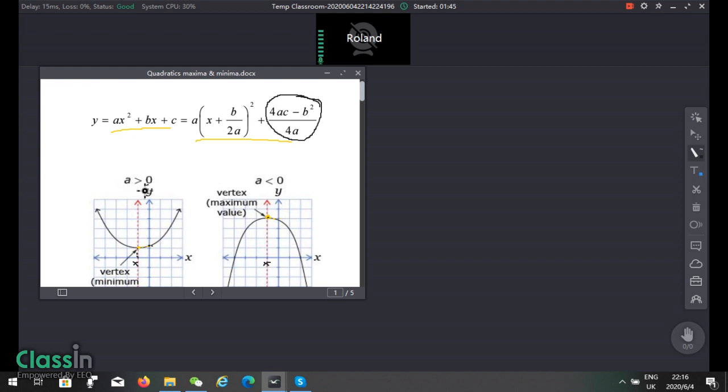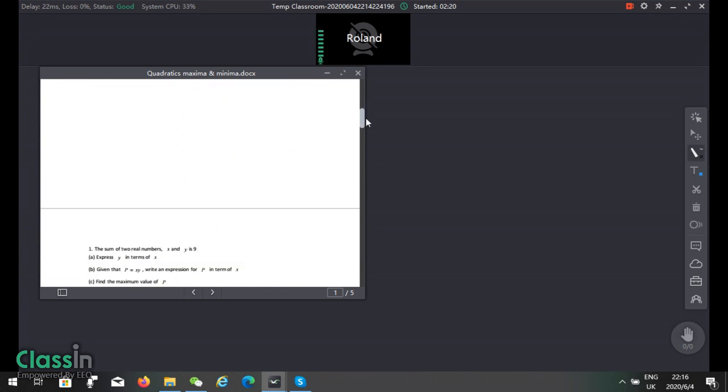If a is positive, we expect the quadratic curve to have a minimum turning point and also a minimum value. And this will become the minimum value, and it will occur when x plus b over 2a is 0. In other words, x is equal to minus b over 2a. If a is negative, we will have a maximum value, and it will occur when x is negative b over 2a. Let's look at some examples here.